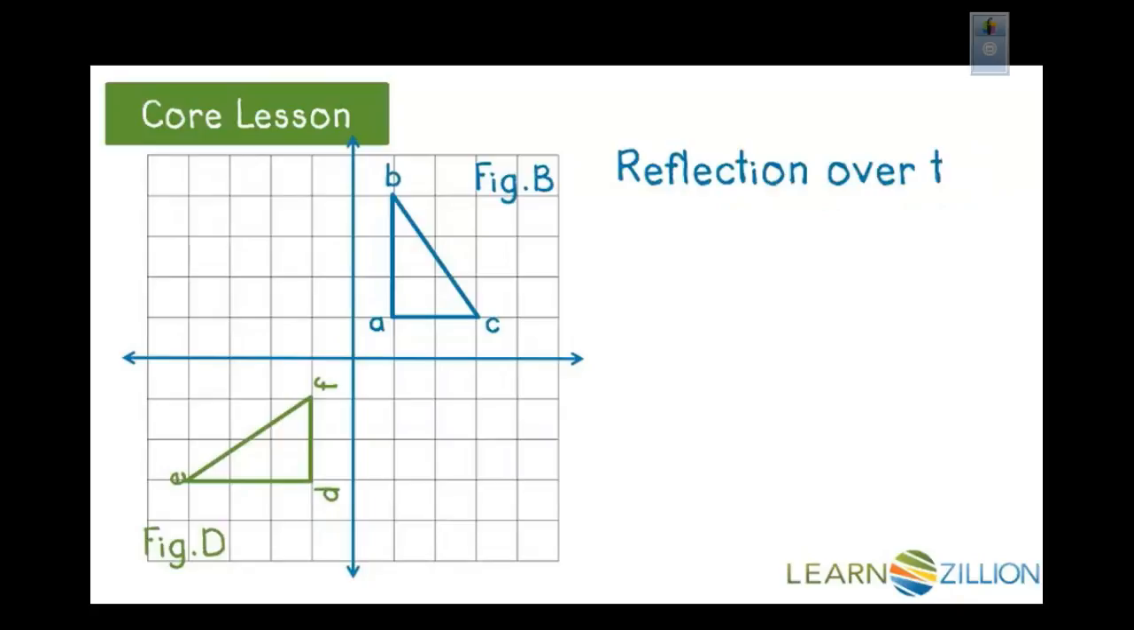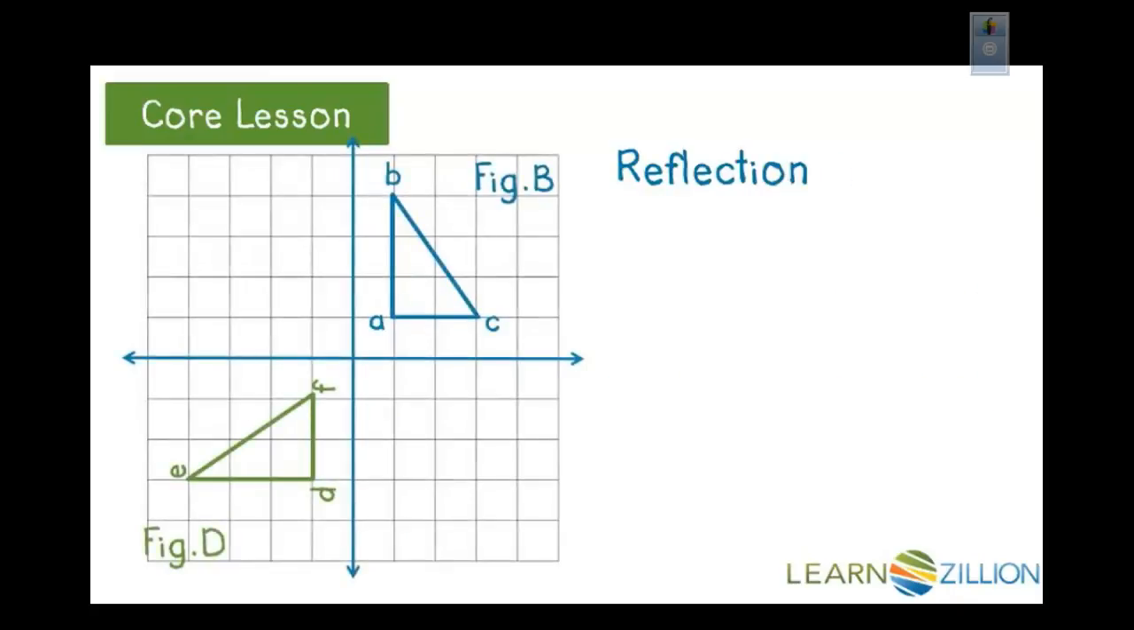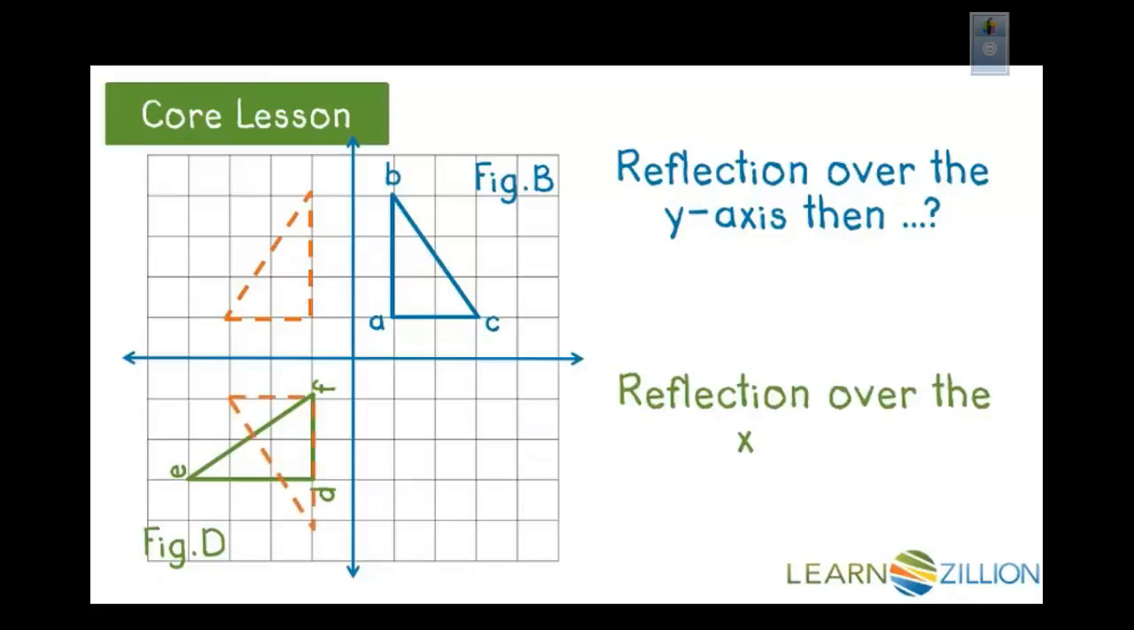First, we'll try reflecting over the x-axis. Can we get to figure D from this quadrant? We'll try with a 90-degree clockwise rotation, and it doesn't fit, so this won't work. We'll try a reflection over the y-axis. Can we get to figure D using another reflection over the x-axis? Nope, that doesn't work either.